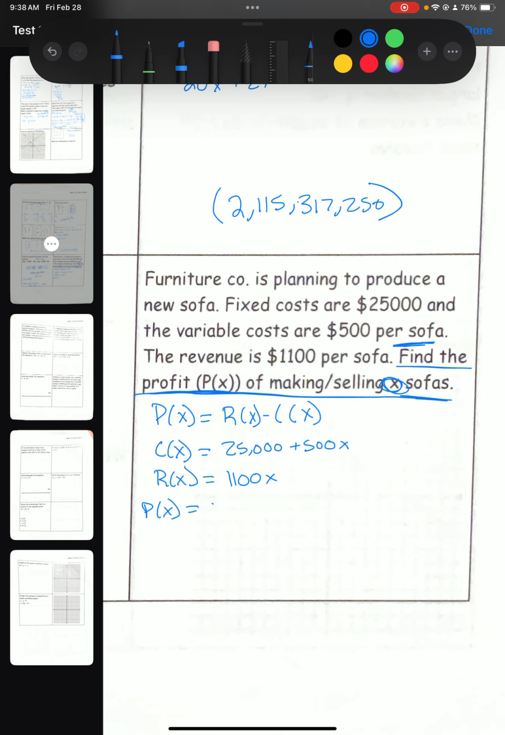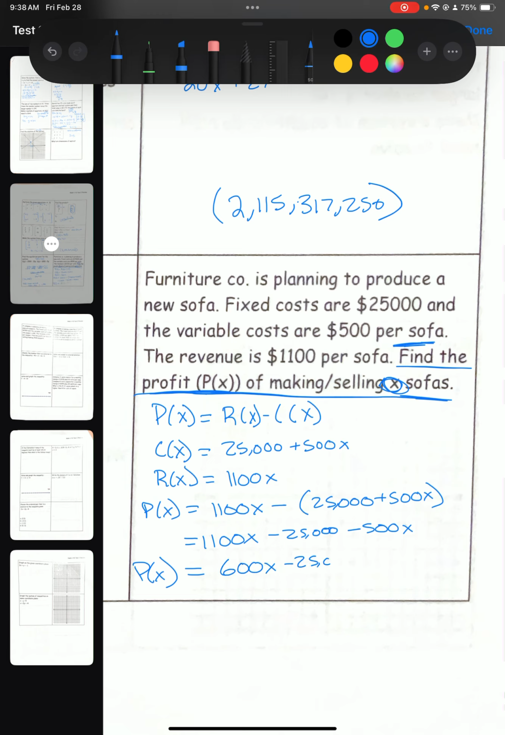So from there, we have our revenue minus our cost, the 25,000 plus 500x. That turns into minus 25,000 minus 500x. So if we simplify that, 1,100 minus 500 is 600x minus 25,000. And that is all you need to know for that one.